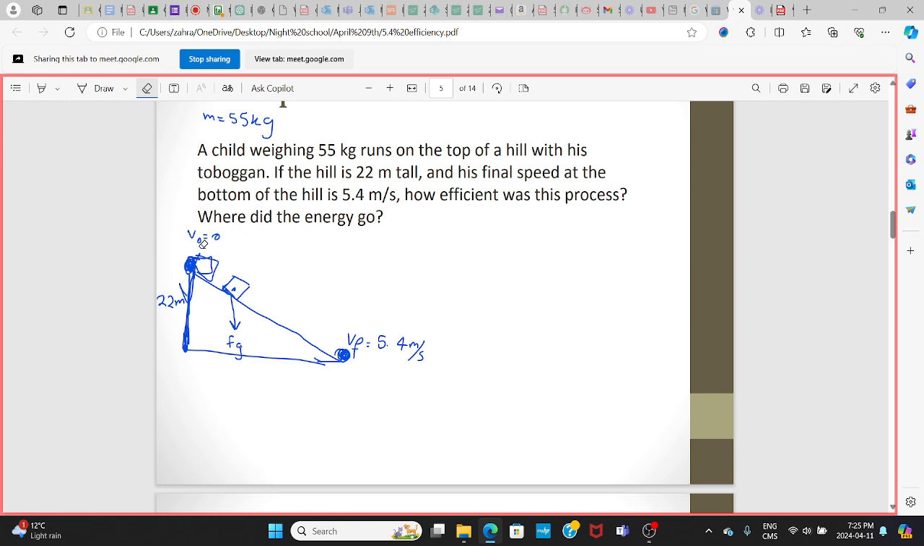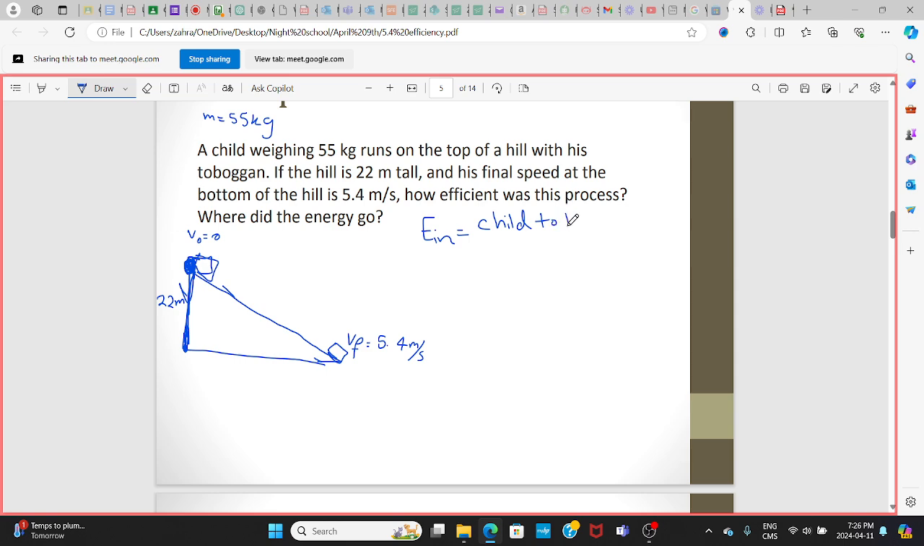So if I ask you how much work is done when the object slides from this top to this bottom, what would you say? How much work did we put into the system? Maybe energy input. Energy input is going to be the total energy the child possessed at the beginning.